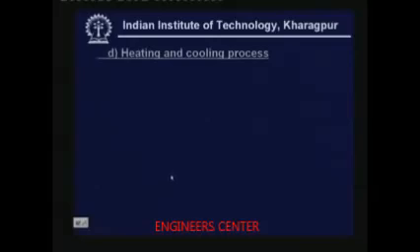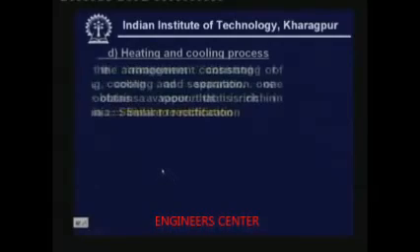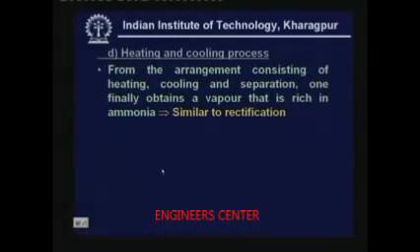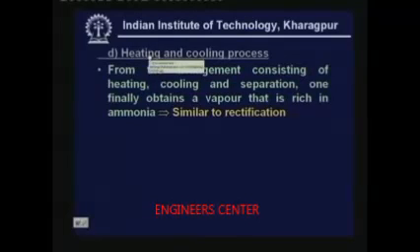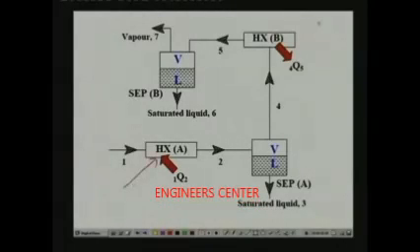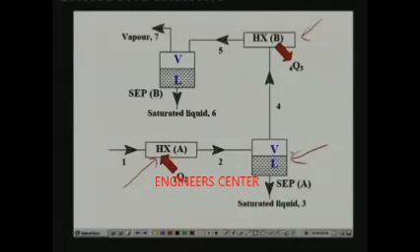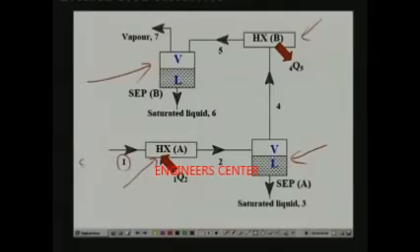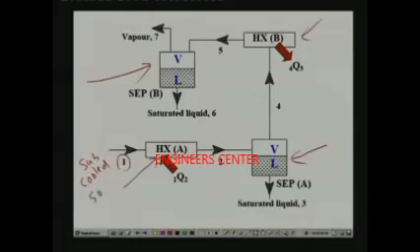Now, let us look at another simple but important process, that is called the heating and cooling process. Let me first explain the arrangement. What we have here consists of two heat exchangers, heat exchanger A and heat exchanger B, and also two separators, separator A and separator B. Initially I have taken a subcooled solution, remember, and pressure is constant everywhere.